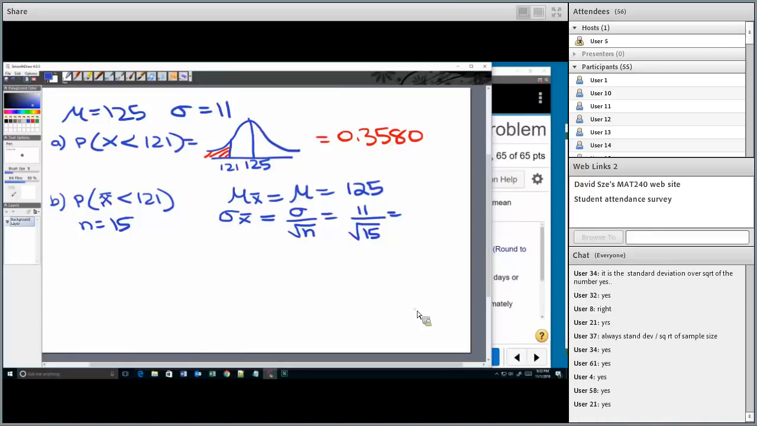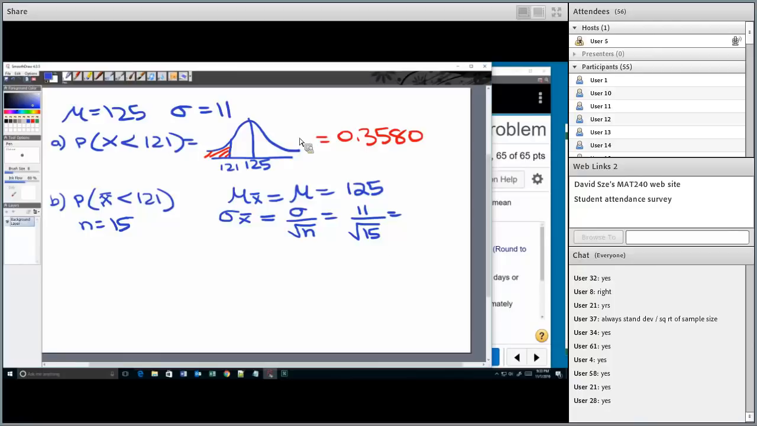Always that, yes. Okay, and then I calculated that in Excel and I got an answer of 2.84018. Okay, so I have my new mean, and I have my new standard deviation. What I need to find is the probability that in this distribution I get a value of 121 or less. Okay, so let's draw it out.